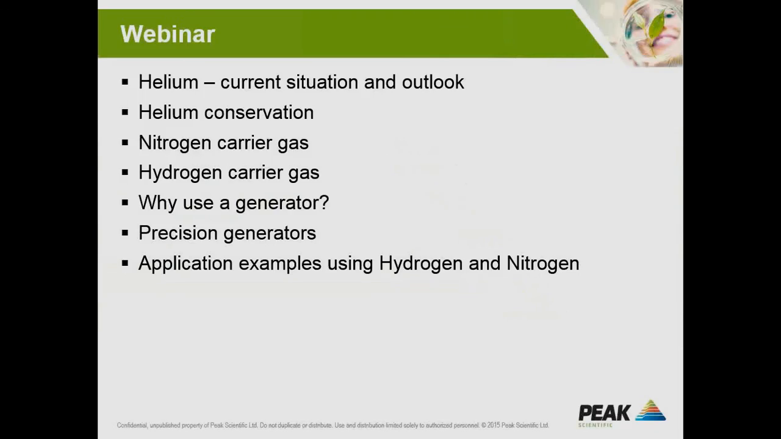So just to give you a quick outline of the webinar, first I'm going to look at helium in terms of the current global situation and outlook. Then look at helium conservation, and then look at nitrogen and hydrogen as carrier gas, and then talk about why it's beneficial for your lab to use a generator, and then look in more detail at the precision generators before looking at a couple of application examples using hydrogen and nitrogen as carrier gases.